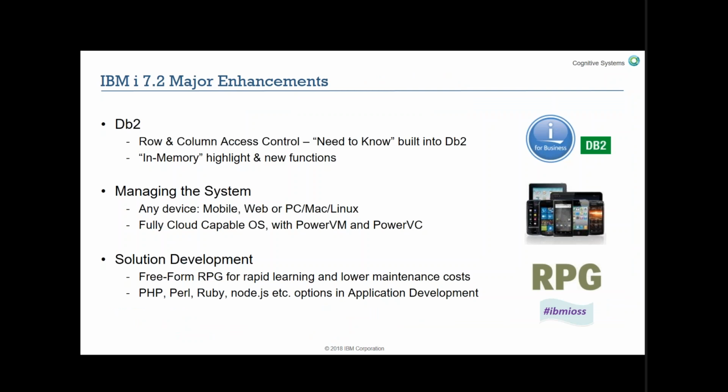Okay, let's change away a little bit from hardware. Now let's go to the operating system. I just have one slide on 7.2. 7.2 has been out quite a while. Maybe you've seen the messaging, or maybe you haven't, but we had a few cool things like row and column access control, or RCAC as some people call it, where you can really lock things down from a security standpoint. And then we continued our drumbeat on enhancing RPG and doing more with open source. I don't want to focus on 7.2. I really want to focus on 7.3.